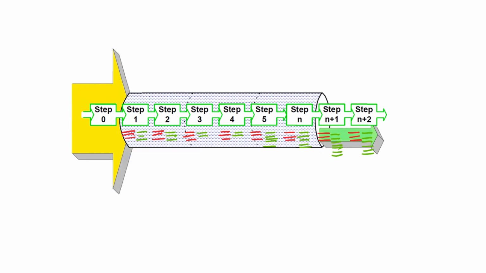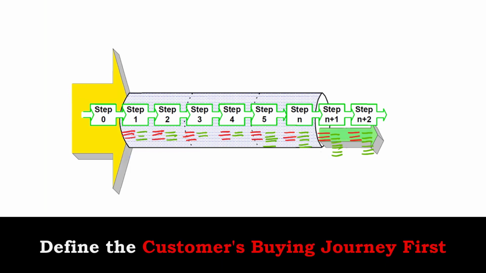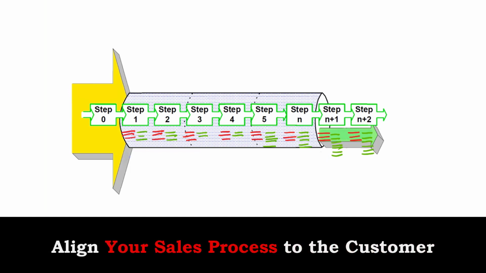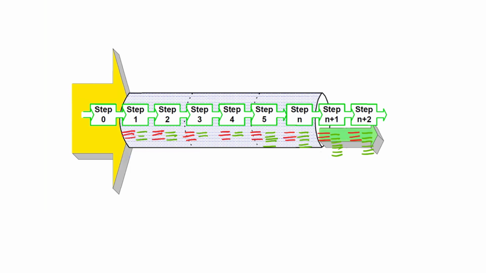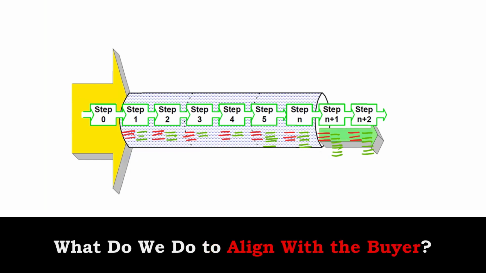And today, again, to bring this into the 21st century, the more popular approach now, or maybe the more current approach, is to define the customer's buying journey first and then align your sales process to that. We were really looking at what we do to advance the sale, what the buyer does. So it was really an inside-out point of view. And now today, we're looking more at outside in. What is the buyer doing? And then what do we do to align with that?